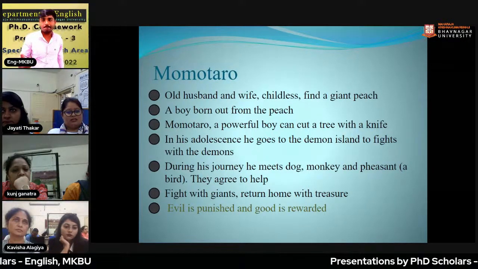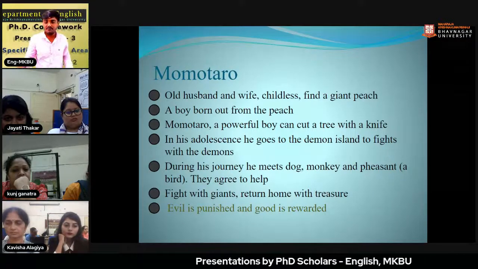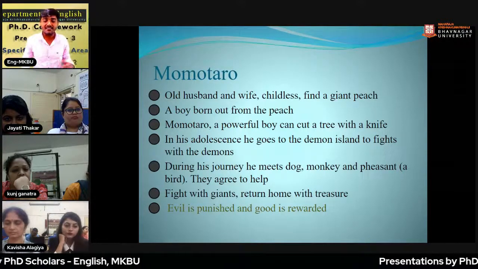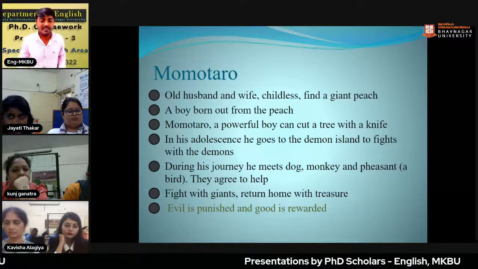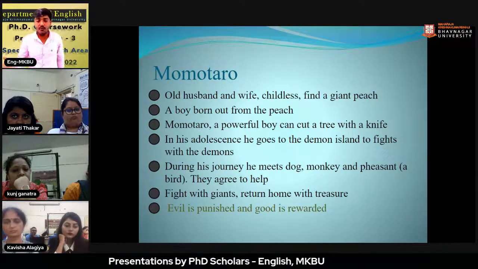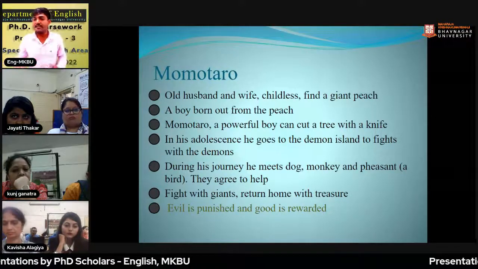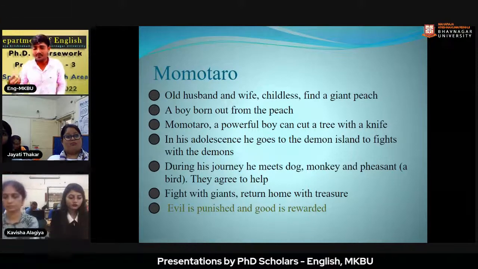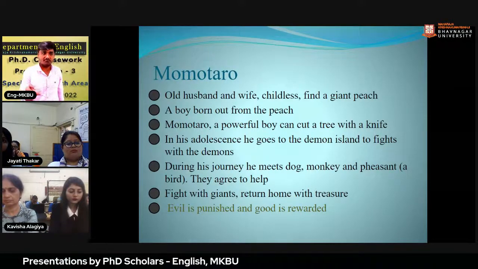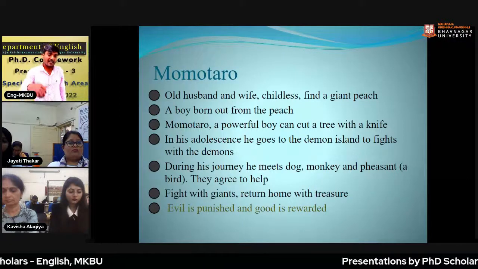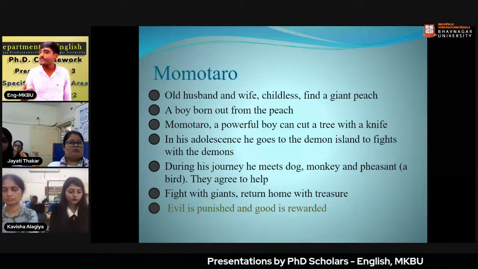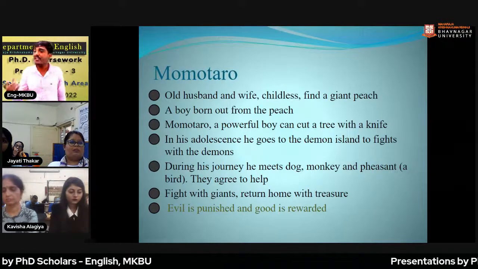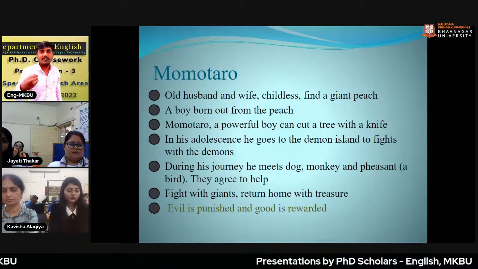he makes a journey to an island, to the demon island, to fight with the demons. And during his journey, he meets a dog, a monkey and a pheasant, a bird, and they agree to help Momotaro, the boy. And finally, they reach the island and fight with the demons or giants and return home with a huge amount of treasure. So this is the basic glimpse of the folktale. And the idea of the folktale is that evil is punished and the good is rewarded. This is the basic idea we can find in many of the folktales, which are meant to be composed for children.